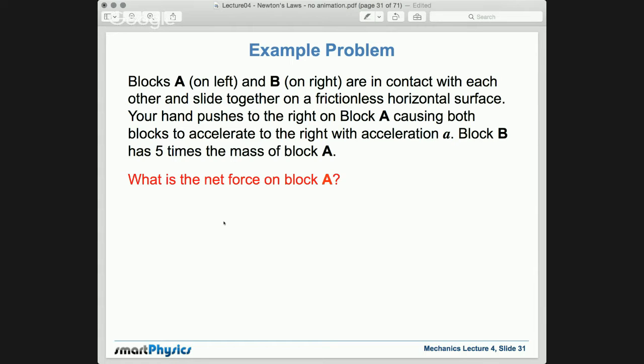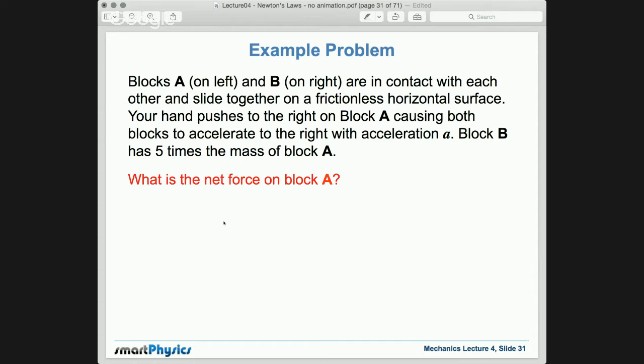So what we have is a situation, and this was on a quiz or an exam a few years ago. We have 2 blocks, block A and block B. Block A is on the left, block B is on the right. These are in contact with each other, and they're sliding together on a frictionless horizontal surface. You're pushing on block A to the right, and that causes both blocks to accelerate to the right with an acceleration that we'll just generically label small a. Block B also has 5 times the mass of block A, so that's an additional bit of information that we can use to solve the problem.